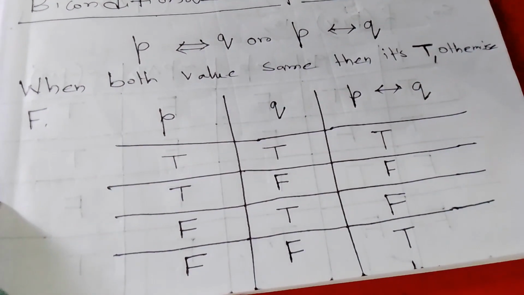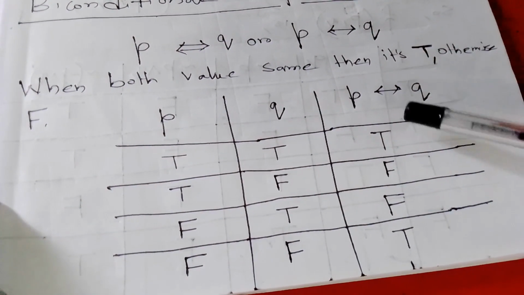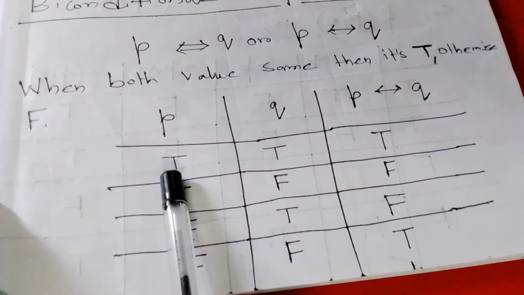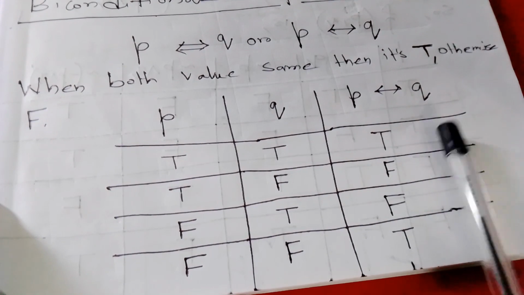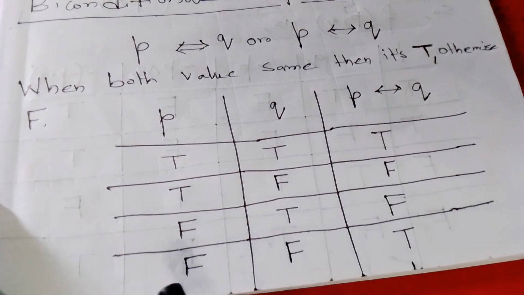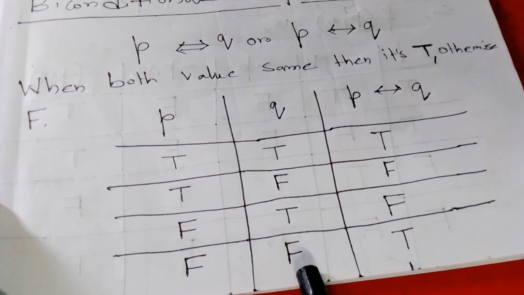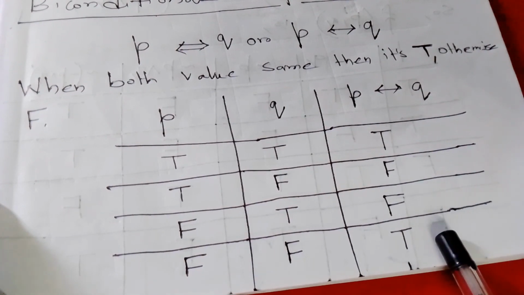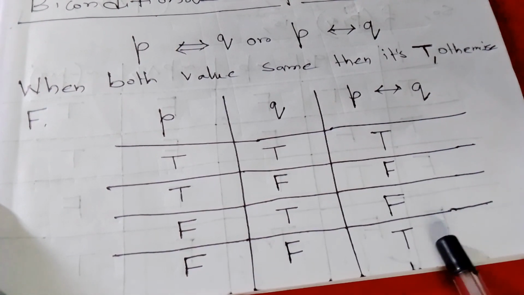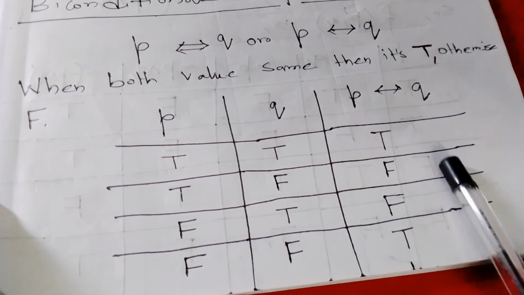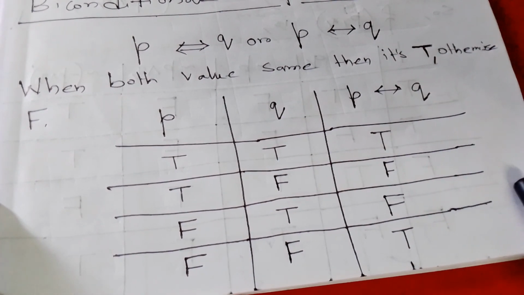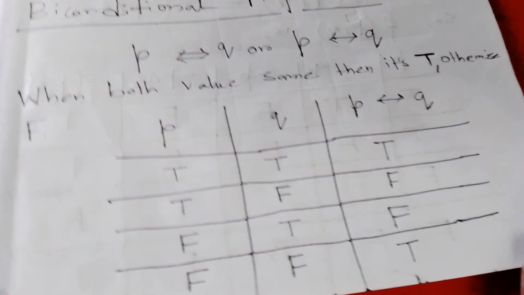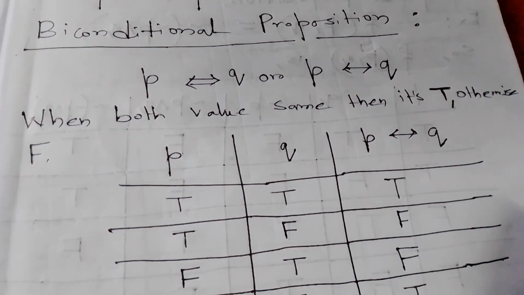So the truth table follows the same rule: when both are true, then P biconditional Q is true, and when both are false, then P biconditional to Q is also true, and for the rest both the values are false. So this is the simple explanation of biconditional proposition.